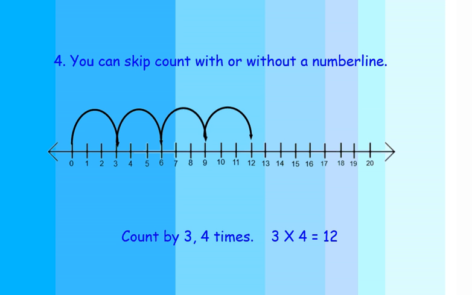Okay, and the last strategy we're going to look at today is skip counting, either with a number line, if you have one near you, or without. A lot of you are really good at skip counting in your head, so you could just use your finger, for example, to count off 4 times that you're counting by 3. So you would say 3, 6, 9, 12.